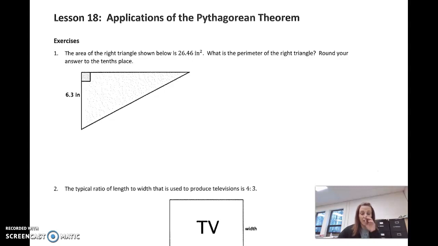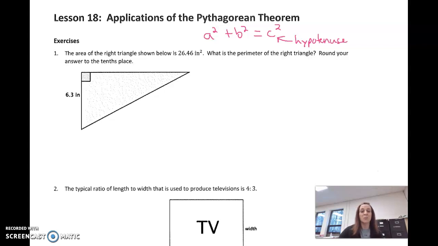Let me pause for a second. Remember our Pythagorean Theorem is a to the second power plus b to the second power equals c to the second power. A squared plus b squared equals c squared. Remember c is our longest side, our hypotenuse.